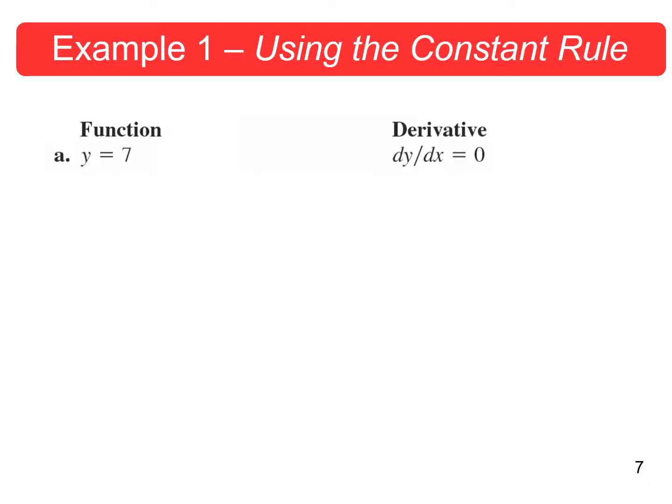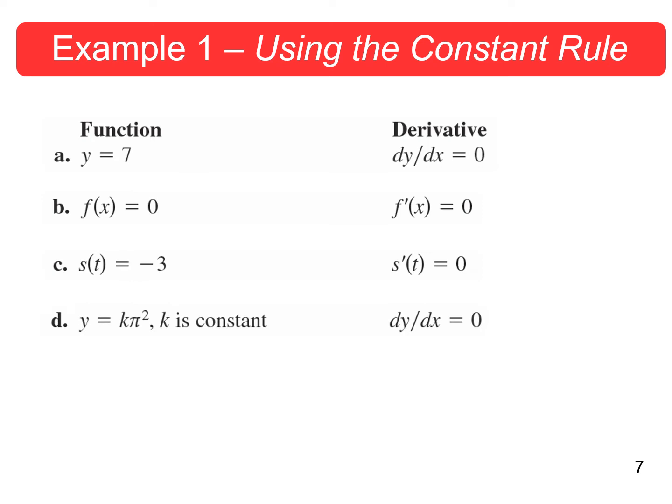So if you take the derivative of y equals 7 with respect to x, the derivative is just 0. The derivative of f of x equal to 0 with respect to x is just 0. Now suppose the derivative with respect to t of f of t, which is equal to -3, is still equal to 0. And the derivative of this expression, k equals pi squared, pi is constant, k is also constant. So the derivative with respect to x is still equal to 0.